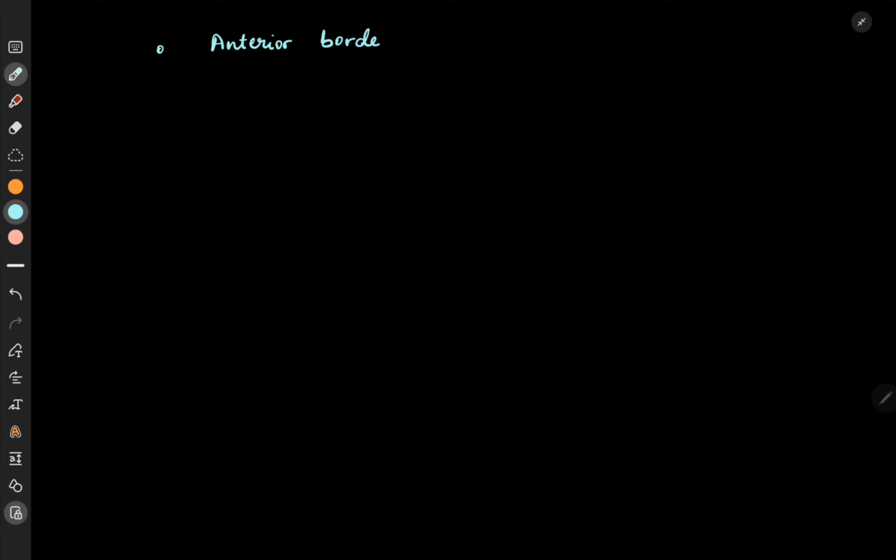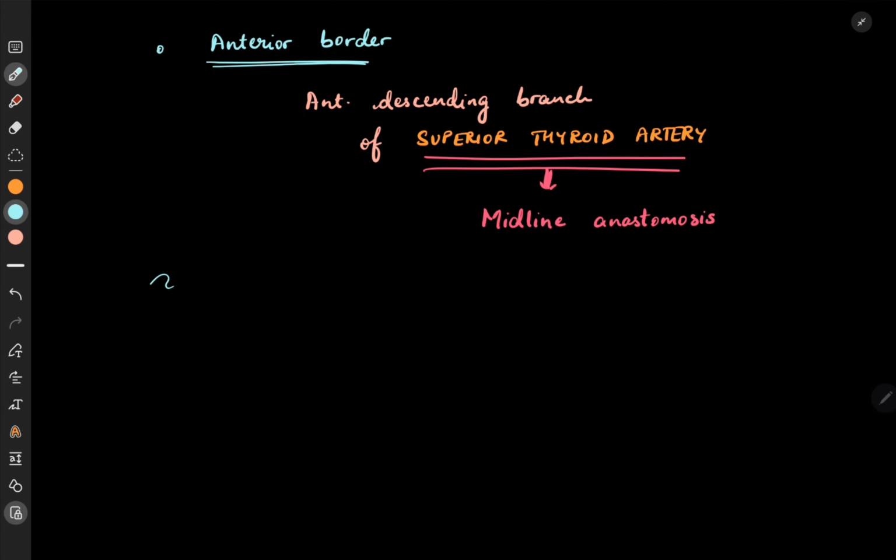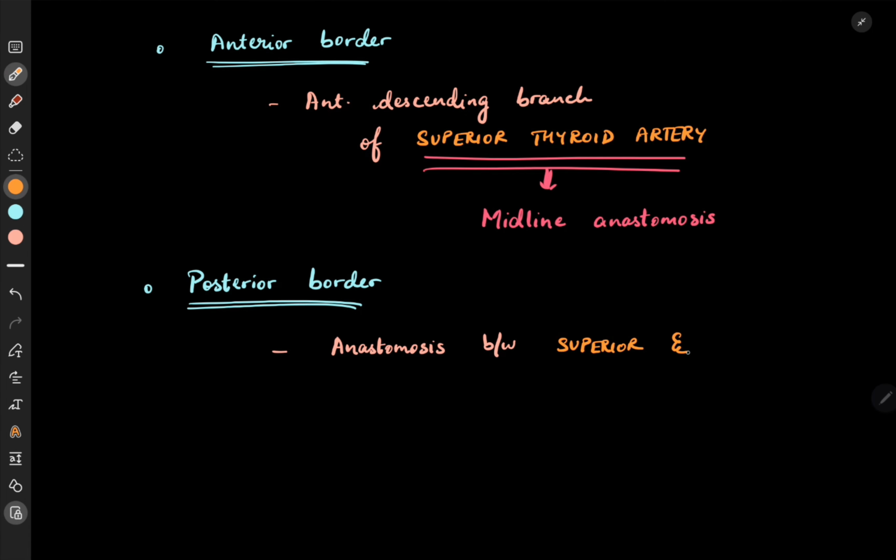Let us now see about the anterior border. It separates the anterolateral surface from the medial surface. It is related to the anterior descending branch of the superior thyroid artery, which forms an anastomosis with the fellow artery of the opposite side, which forms the midline anastomosis. The posterior border of the thyroid gland is related to the anastomosis between the superior and inferior thyroid arteries.